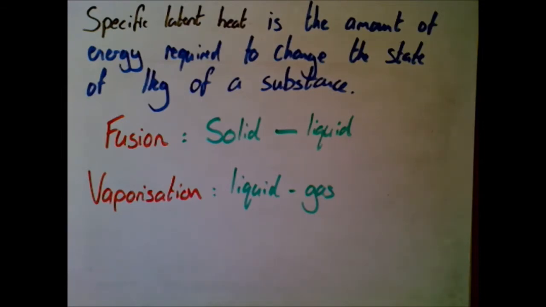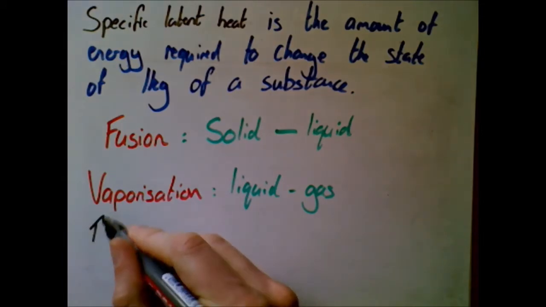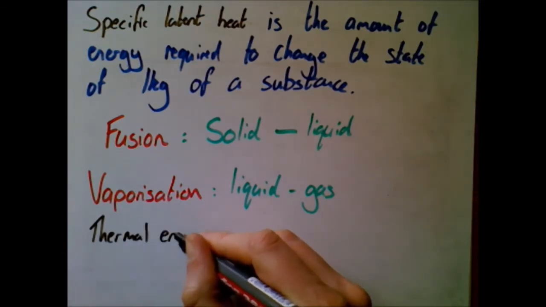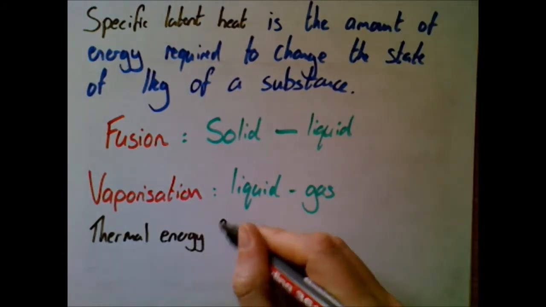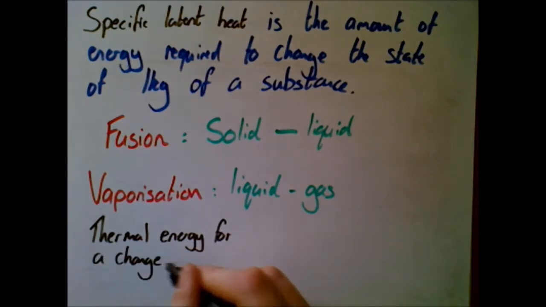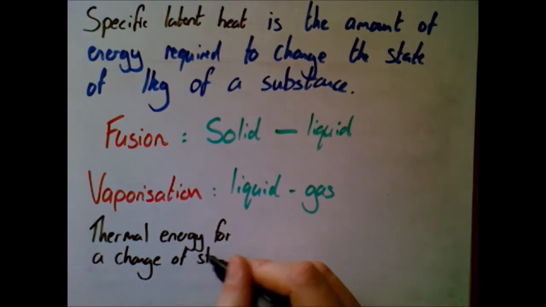I will write it on exactly as it appears on the formula sheet. And again, this one does appear on the formula sheet. So I should be able to fit it in down here. So what we've got then, we're looking for the amount of energy, so the thermal energy for a change of state. So in other words, how much energy do you need to change the state of an object?